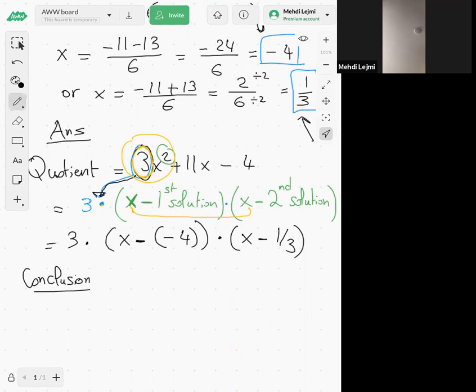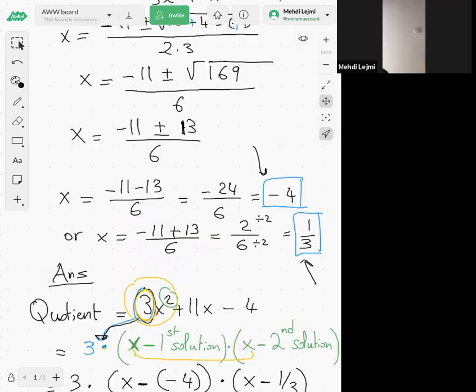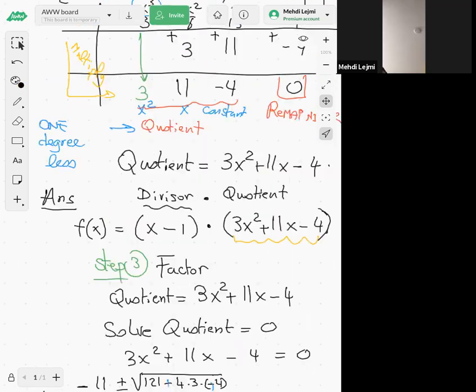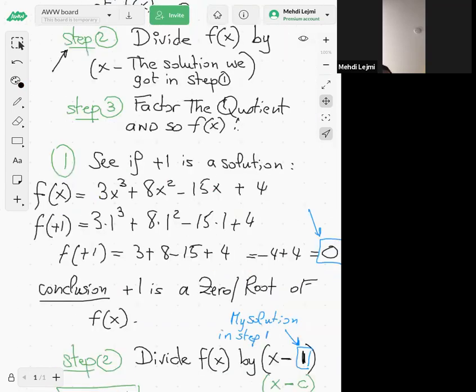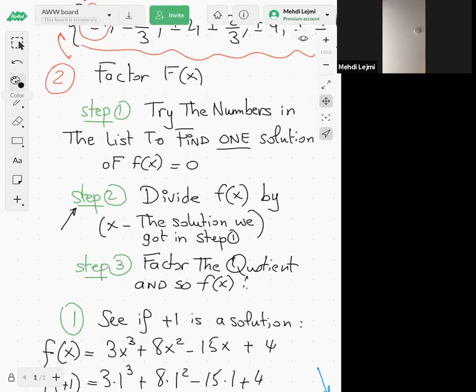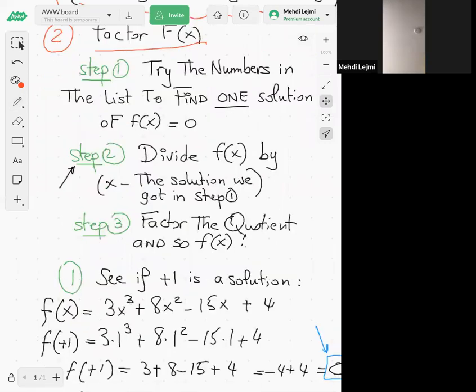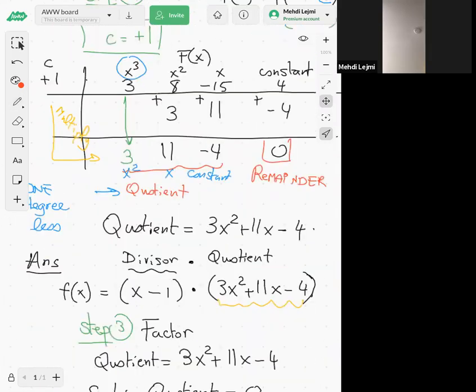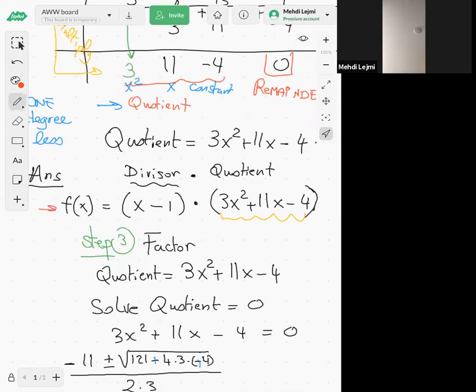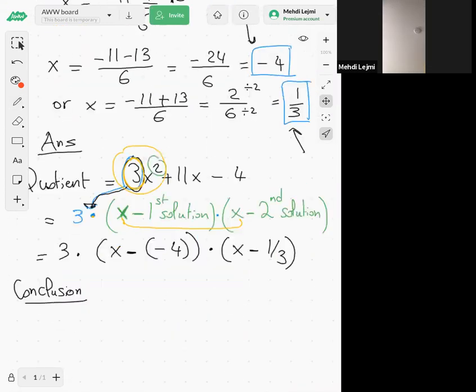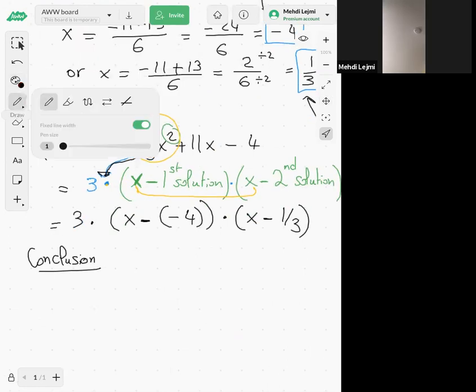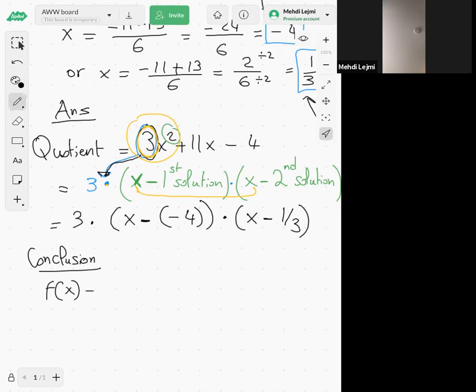Remember, guys, in this question number 2, we have to factor f of x completely. That was the question here. I know it's a long question, but in this number 2, we have to factor f of x completely. So remember, my f of x was x minus 1 times the quotient. So my f of x, we said, is x minus 1 times the quotient, 3x squared plus 11x minus 4.